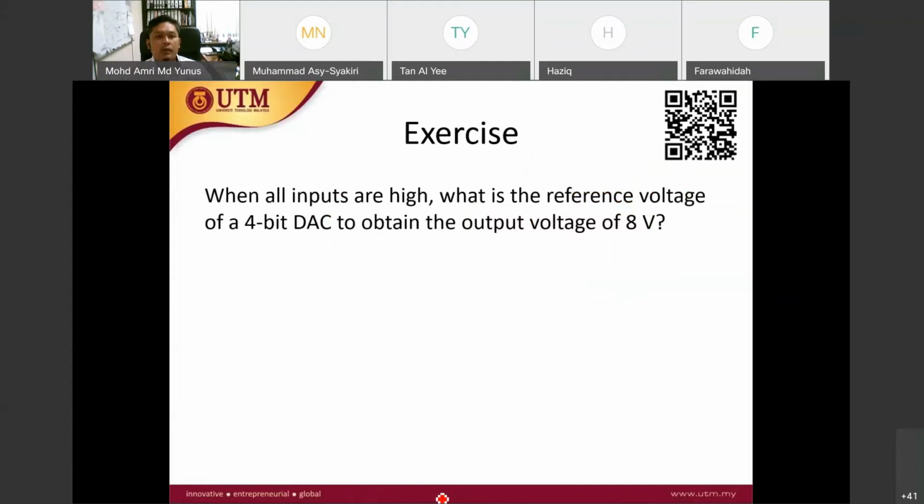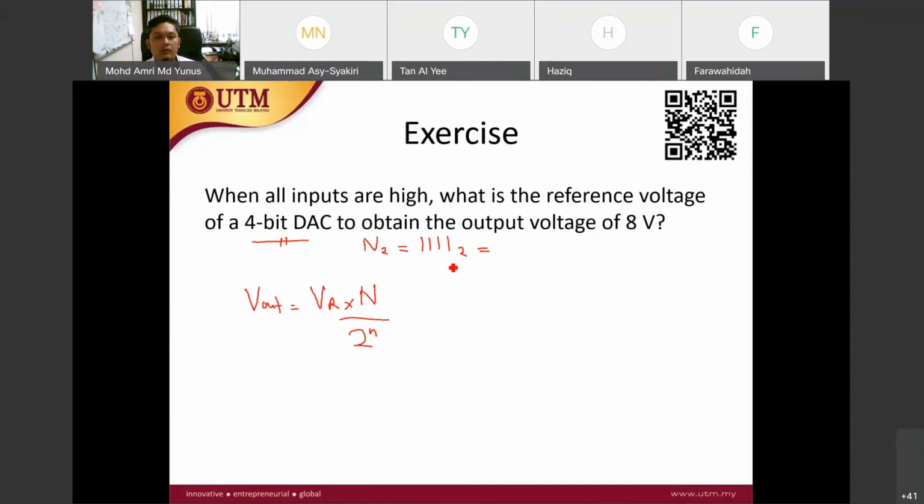So when all inputs are high, what is the reference voltage of a 4-bit DAC? You can use V out equivalent to VR multiplied by n divided by 2 to the power of n. In this case it is 4-bit, so all inputs are high, meaning that n in binary is 1111, which is equivalent to 15.